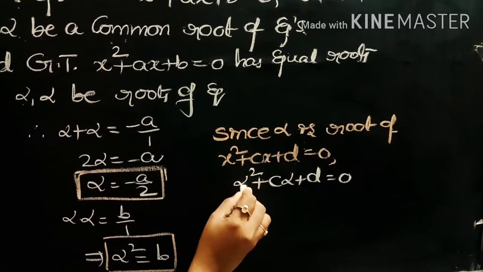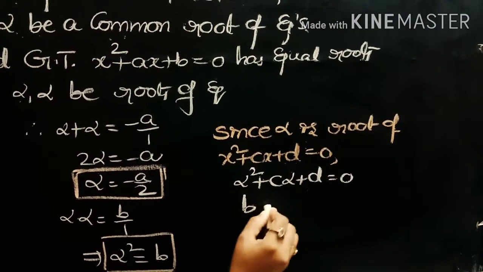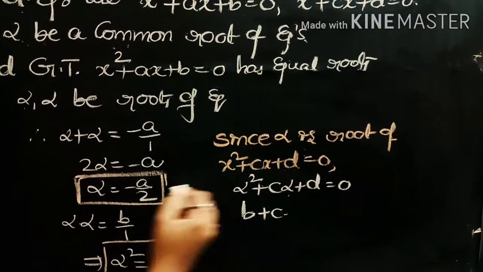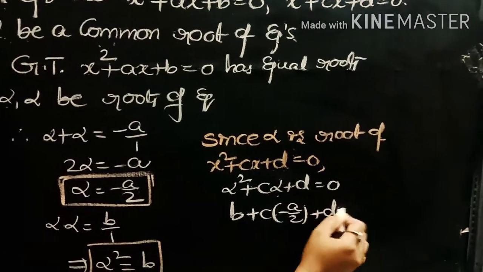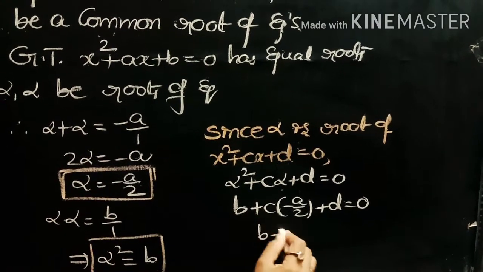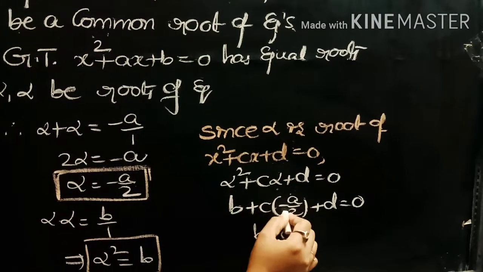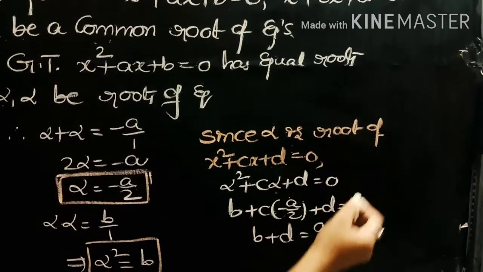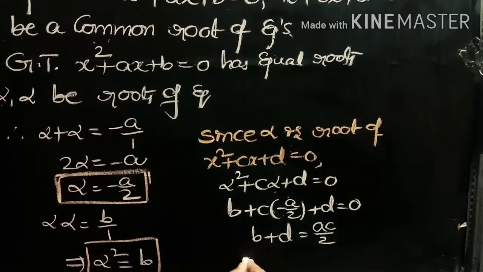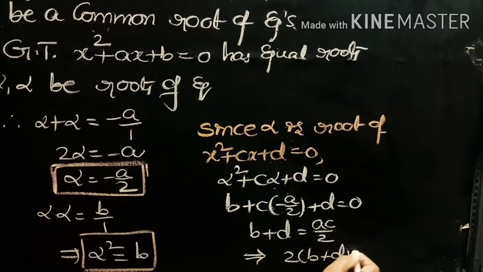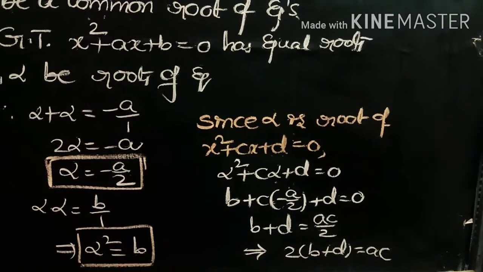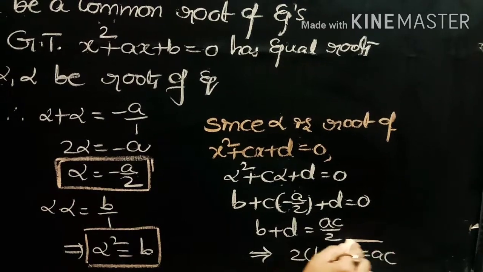But here now what is alpha square value? Alpha square is equal to b plus c into what is alpha value, minus a by 2, plus d is equal to 0. That is, b plus d is equal to, now this is minus ac by 2, writing this value to that side, that becomes ac by 2. Now by taking the cross product, we get the result 2 into b plus d is equal to ac, which is the required answer. That's all.